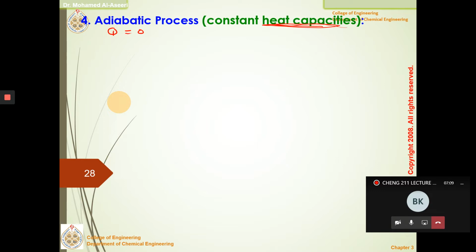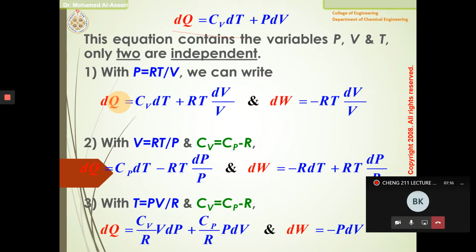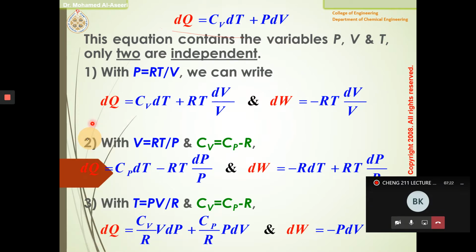Okay, now back to the 3 equations that I derived last lecture. I'll go back to the equation just to remind you. Last lecture, we said that we have 3 equations in which I made the equations a function of 2 variables only. Here a function of T and V only, here a function of T and P only, here a function of P and V only, pressure and volume only. So if I say it's adiabatic, it means what? It means dq here is 0. Am I right? In the 3 equations.